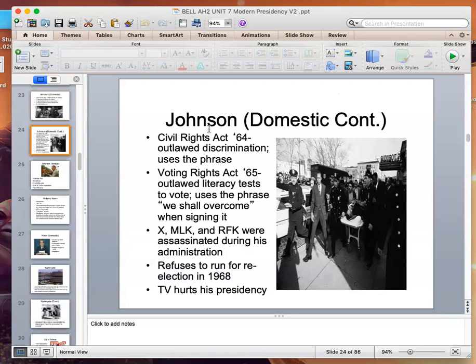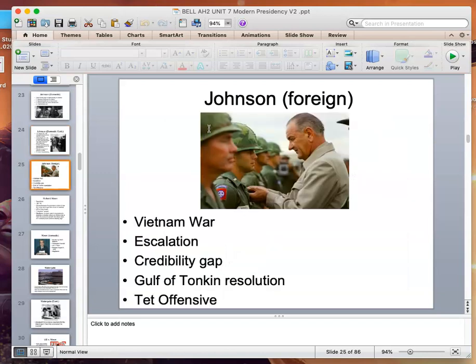Johnson's accomplishments: we have covered Civil Rights, Voting Rights Act. We covered those in the Civil Rights section of our notes, so no need to go back over those. We covered these too: Vietnam War, Escalation, Credibility Gap, Gulf of Tonkin, Tet Offensive, all been covered. Escalation is him sending more troops to Vietnam using Gulf of Tonkin.